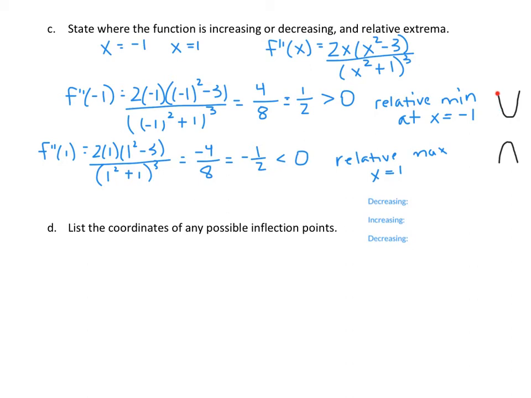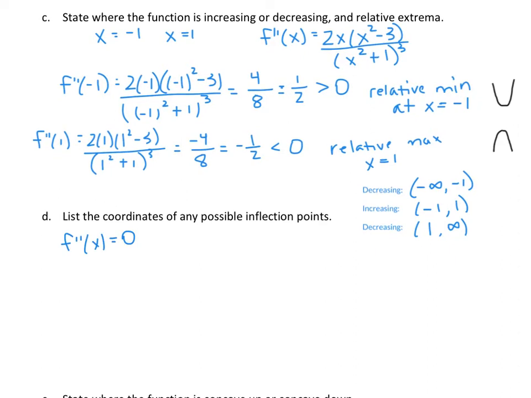So our function is decreasing from -infinity up to -1. And then after we hit that relative minimum, our function is increasing, so we are increasing from -1 up to +1. Once we hit +1, we are at a maximum, and after we hit a maximum, our function must decrease. So we are decreasing from +1 to infinity. So there are our intervals of decreasing and increasing.